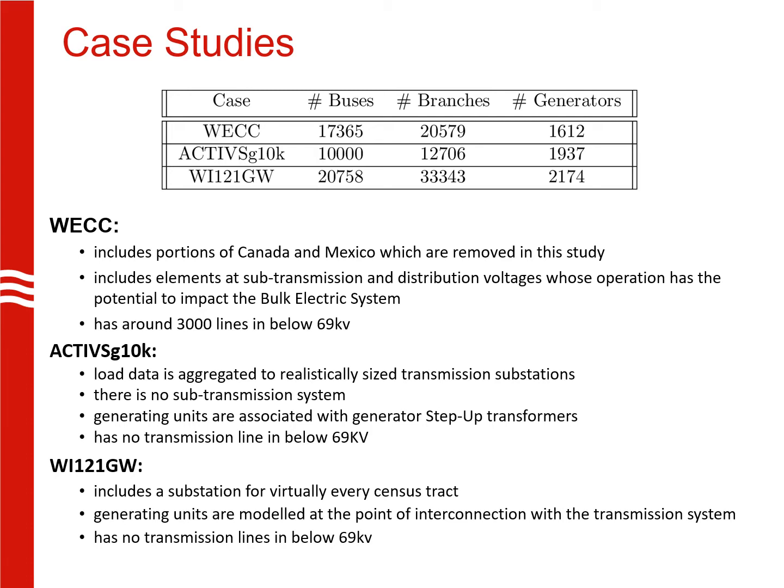In ActiveSG, load is aggregated to realistically sized transmission substations. There is no subtransmission system. Generators are connected to the network via a step-up transformer, and there are no transmission lines below 69 kV. In the WI model, there is a substation for every census tract that the load was measured at. Generator units are connected to the network directly without any step-up transformer, and there are no transmission lines below 69 kV.